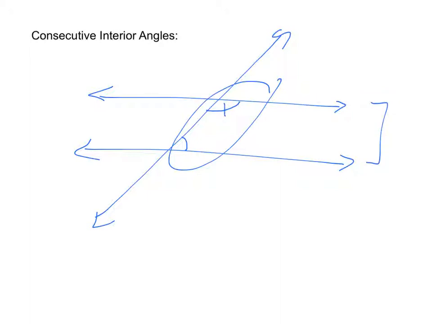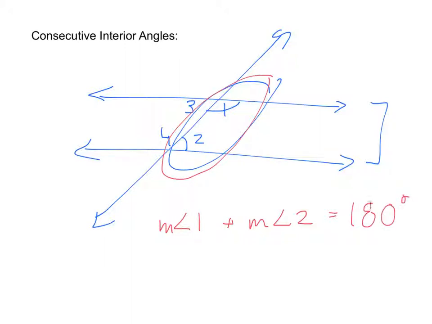So say we call this one 1 and this one 2. 1 and 2 are going to be consecutive interior angles, and so are 3 and 4 over here. And a really cool thing about consecutive interior angles is that they're actually going to be supplementary. So the measure of angle 1 plus the measure of angle 2 is going to equal 180 degrees.